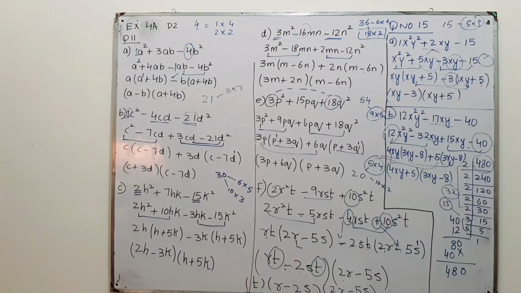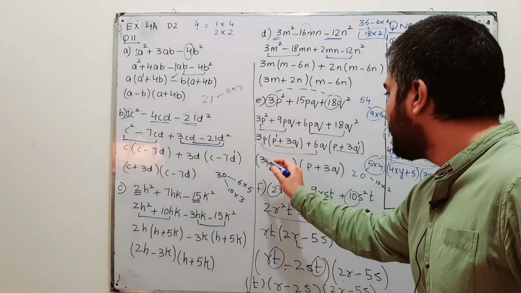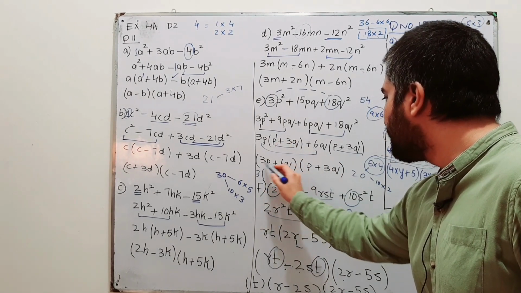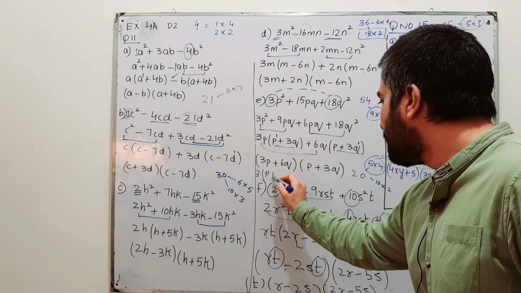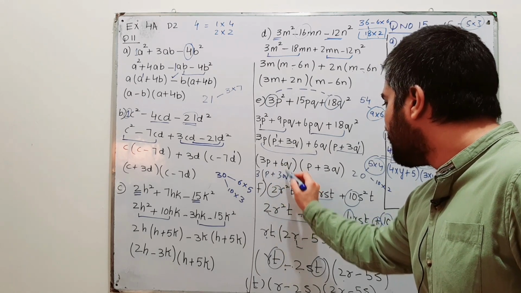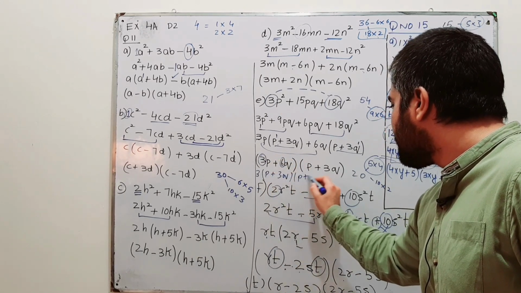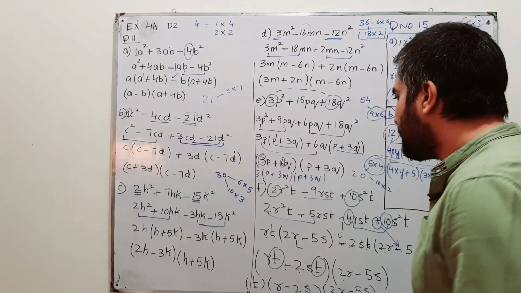Keep watching. I would like to add one more thing over here, that from here you can take 3 common further. So when you take 3 out as common from here, it will become p plus 3q. Because 3 is taken out as common from these two, and this will be p plus 3q. So that will be added over here.